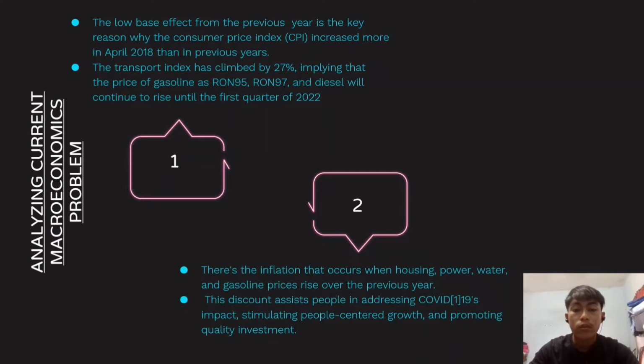Many individuals were laid off and became unemployed during the MCO, the movement control order period. Therefore, the government introduced this scheme to help them. However, after the situation was under control, the government ended this assistance in order to recover the country's economy. This discount assists people in addressing COVID-19's impact, stimulating people-centered growth, and promoting quality investment.